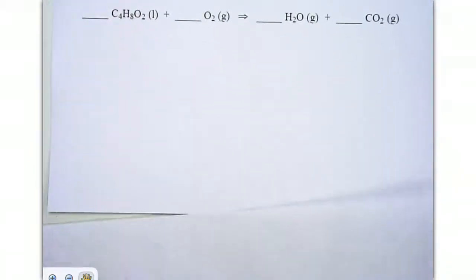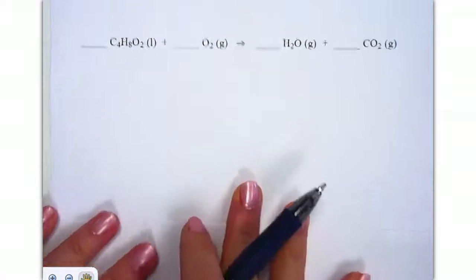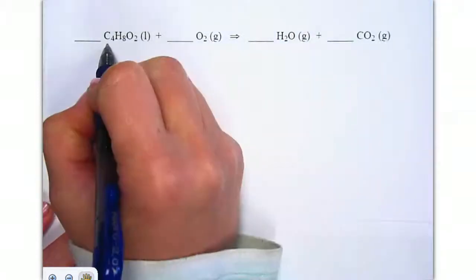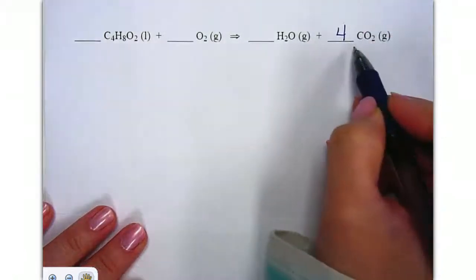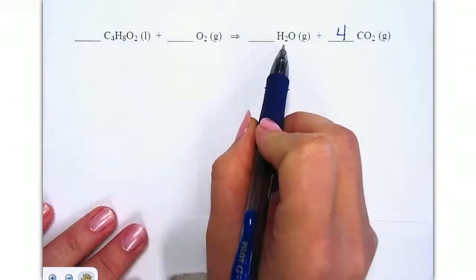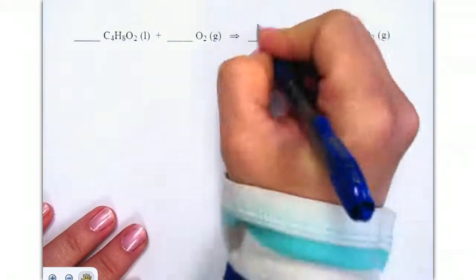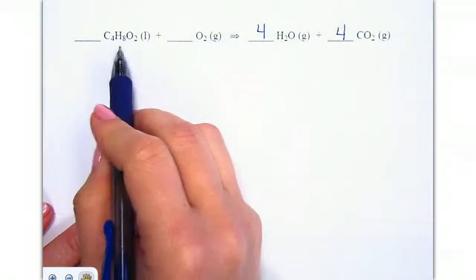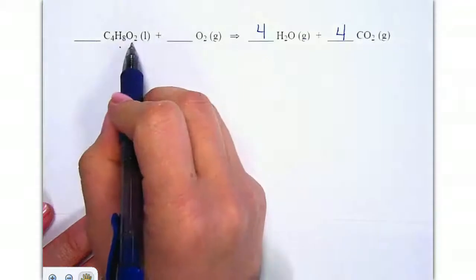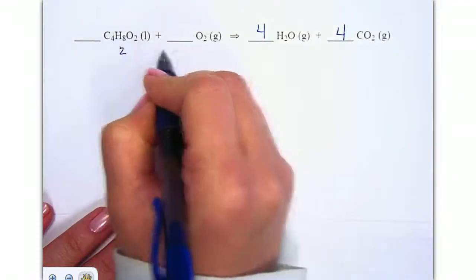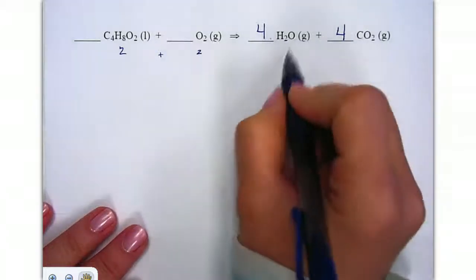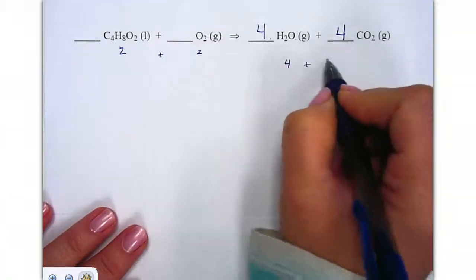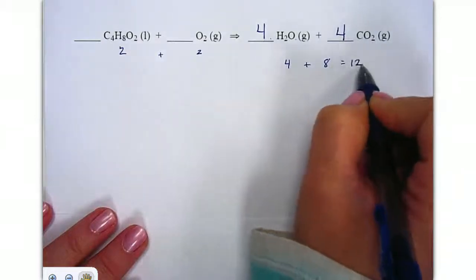Another example of a combustion reaction. We have 4 carbons on the left, only 1 carbon on the right, so I'll place a 4 here. I have 8 hydrogens on the left and only 2 hydrogens on the right, so I'm going to put a 4 in front. 4 times 2 now makes 8 and 8. My oxygens on the left, I have 2 here plus 2 more, making 4 oxygens on the left. On the right, I have 4 plus 4 times 2 is 8. 8 plus 4 is going to give me 12.